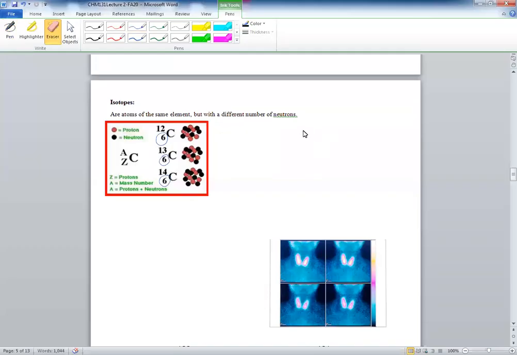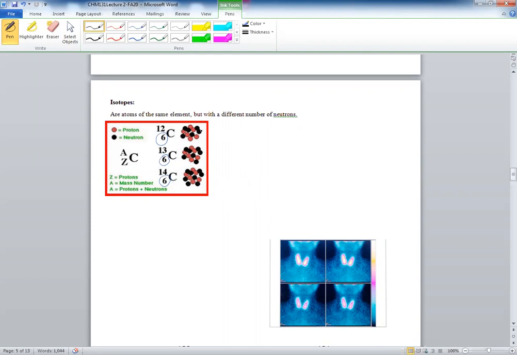Another important concept and definition is isotopes. Isotopes are defined as atoms of the same element, but with a different number of neutrons. If you look over here, as I circled, the number of protons does not change for carbon. However, the number at the top, which is the mass number, is changing. And the reason why it's changing is because you have more neutrons.